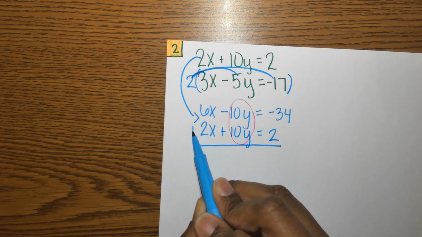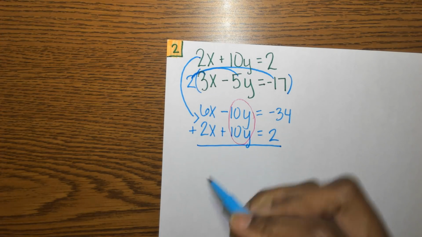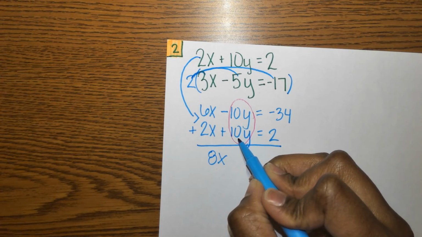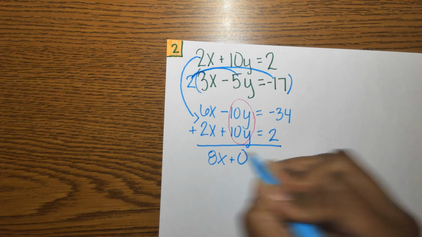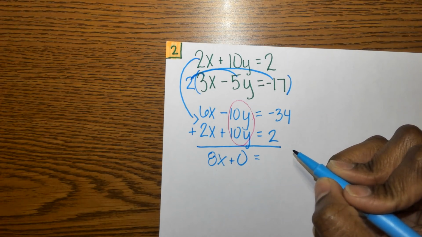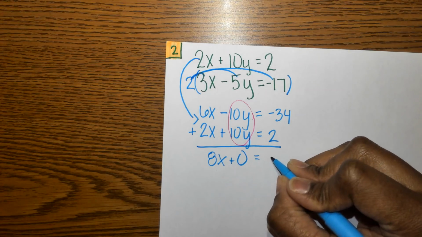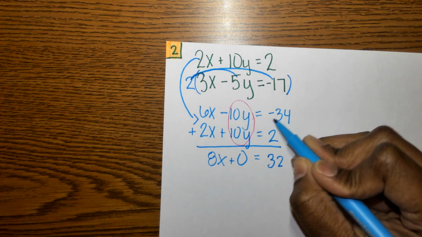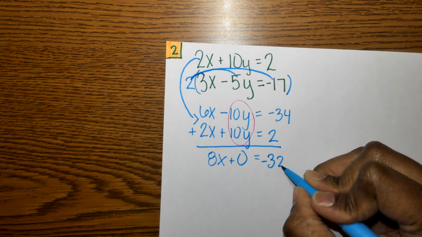So I'm going to add them together. 6x plus 2x leaves me with 8x. Negative 10y plus 10y, I have 0. Negative 34 plus 2, that's different signs, so I'm going to subtract. So 34 minus 2 is 32. And keep the sign of the larger number, so keep that negative sign.